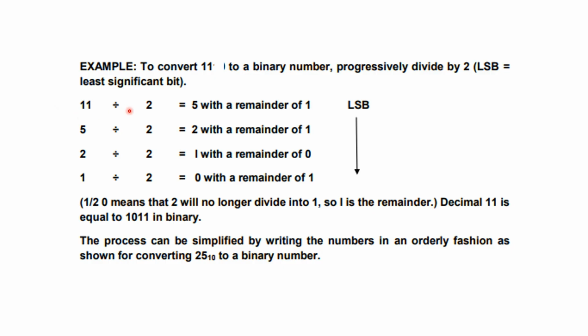So 11 divided by 2 is equals to 5 with a remainder of 1. So let's use this 5. 5 divided by 2 is equals to 2 with the remainder of 1. Okay, so let's use this 2. 2 divided by 2 is equals 1 with the remainder of 0. So let's use the 1. 1 divided by 2, it's 0 with a remainder of 1. So we stop. Okay.